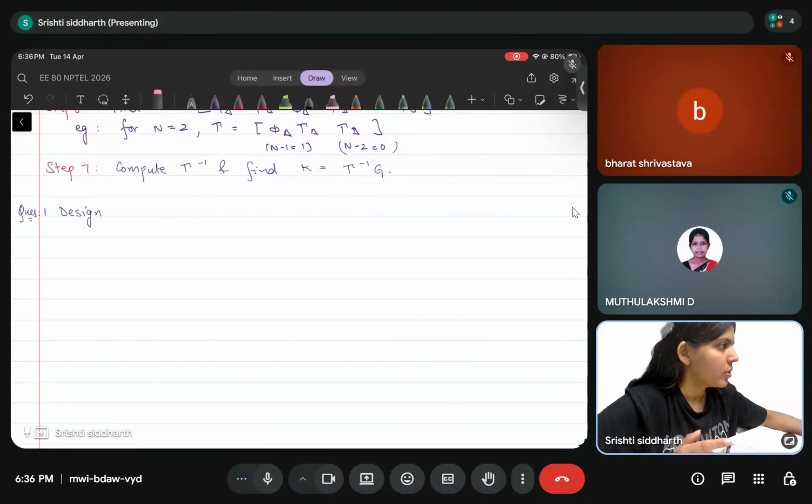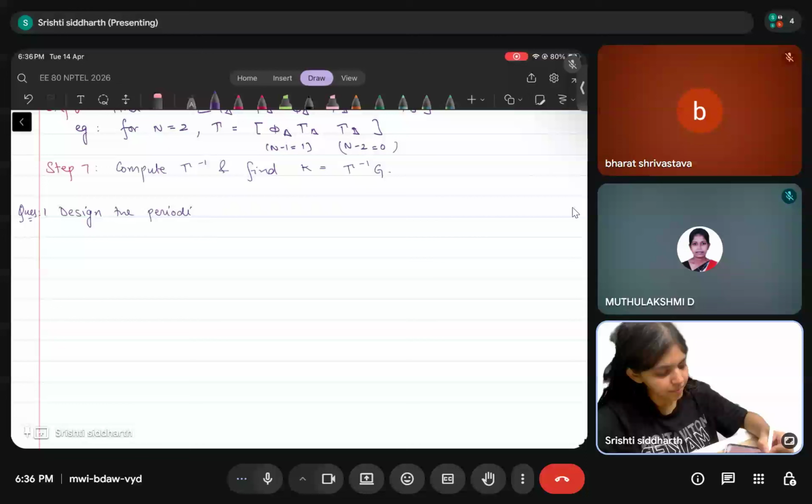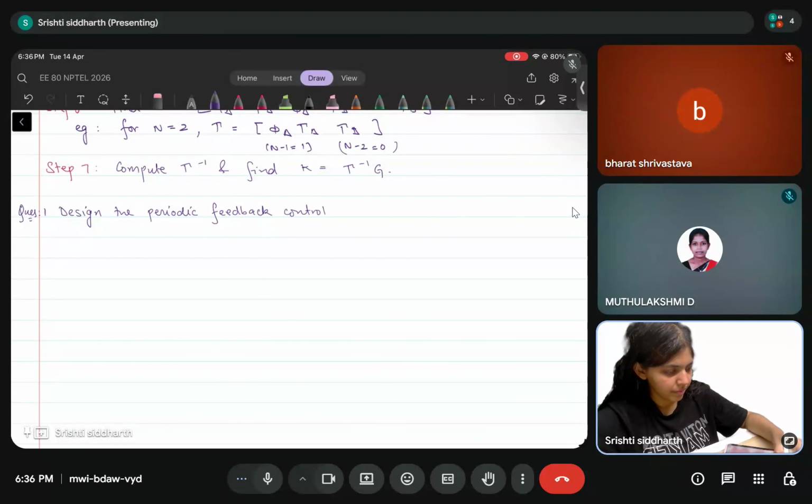Alright. So the parameters were for the output feedback, periodic output feedback controller. Parameters.